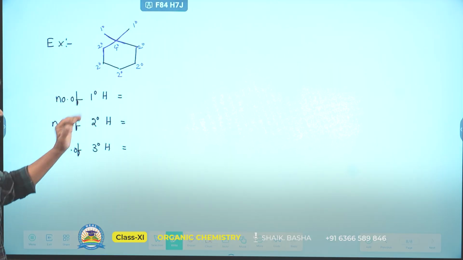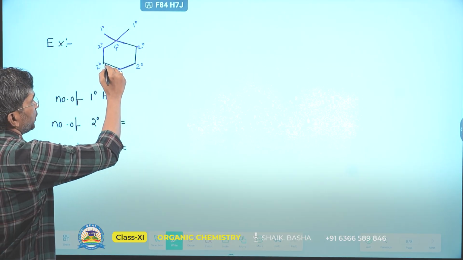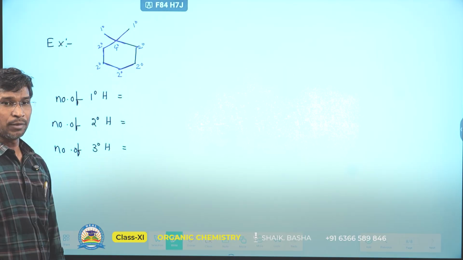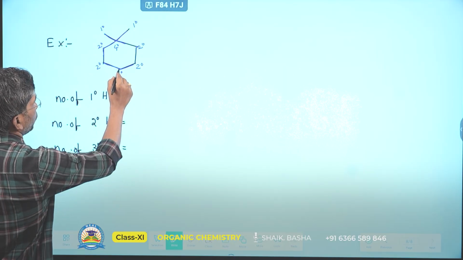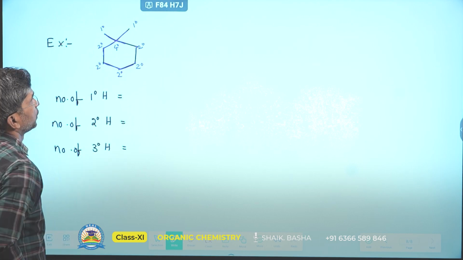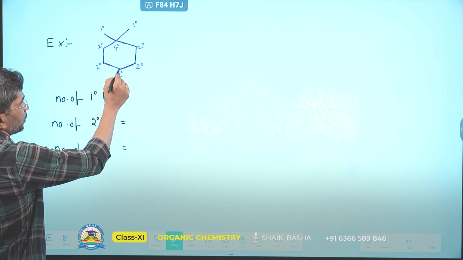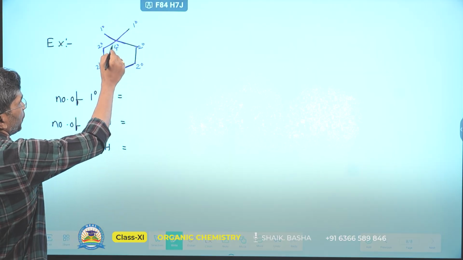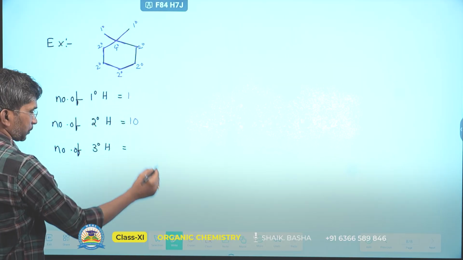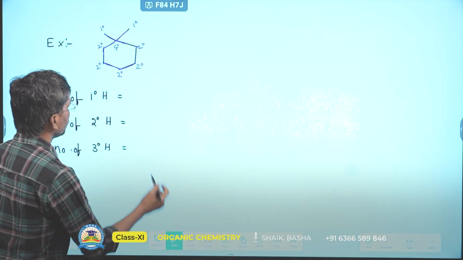The number of secondary hydrogens. Here if you take this carbon, it is attached to one bond, second bond. Remaining, how many hydrogens are there here? 2. Remaining bonds with hydrogens. Here 2 hydrogens, 2 hydrogens, 2 hydrogens, 2 hydrogens. Total how many secondary hydrogens are there? 2 plus 2 plus 2 plus 2 plus 2, 1, 2, 3, 4, 5, 10.